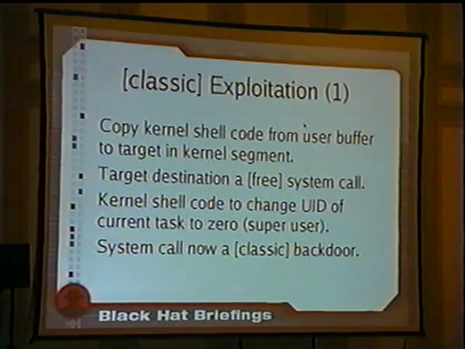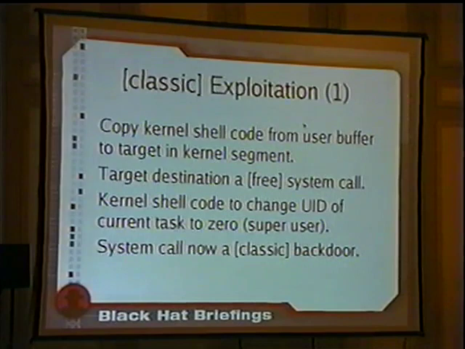We have some classic exploitation here. Basically, we're creating a backdoor. We're going to set up a little kernel module that does a setuid 0 in a system call. We execute the system call, and we get UID 0 and privilege escalation. If we can copy this kernel shellcode, or run this shellcode in kernel context, we can essentially exploit the kernel via this method.